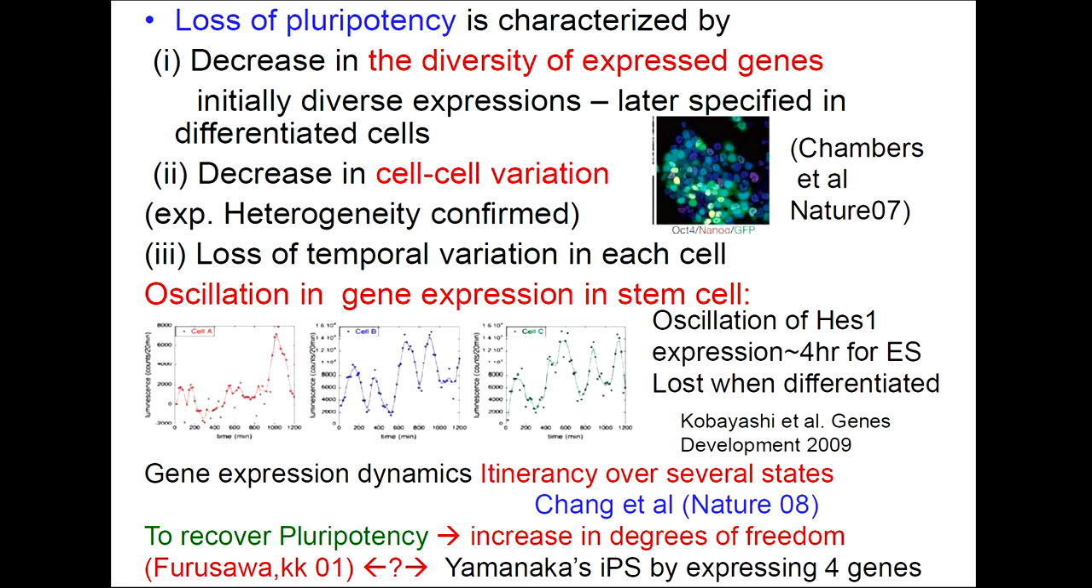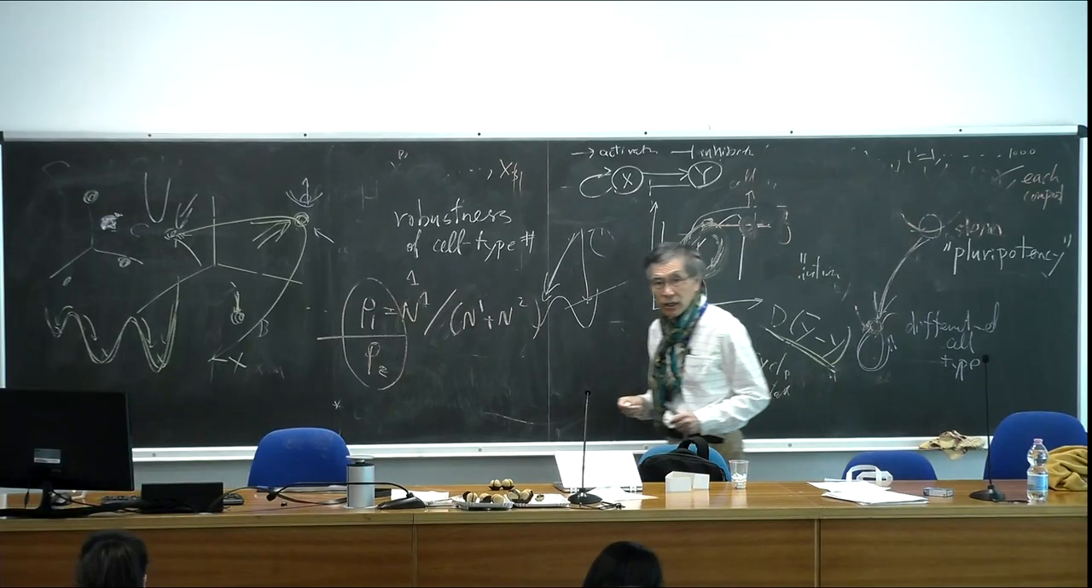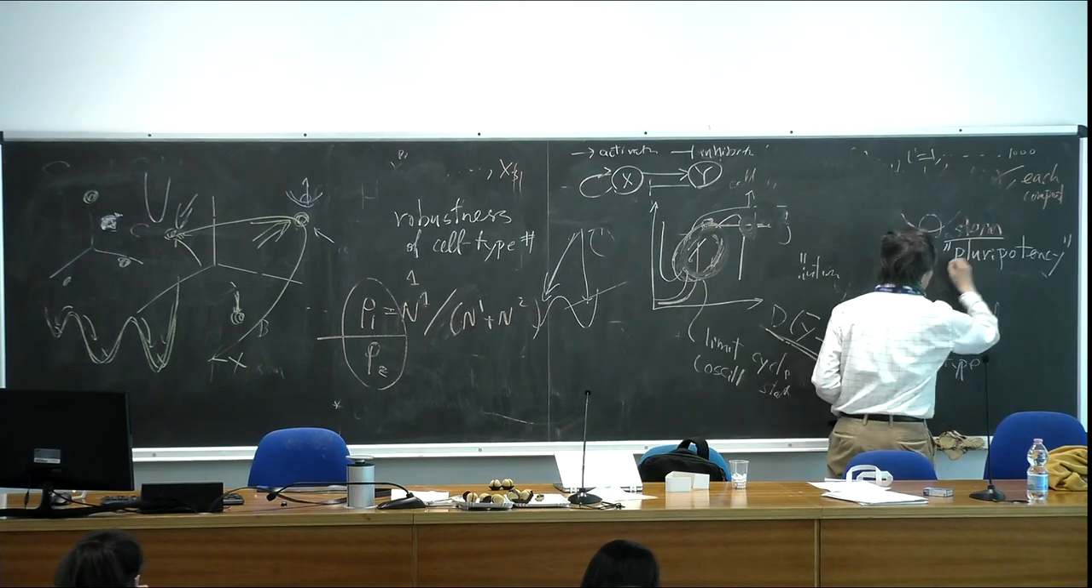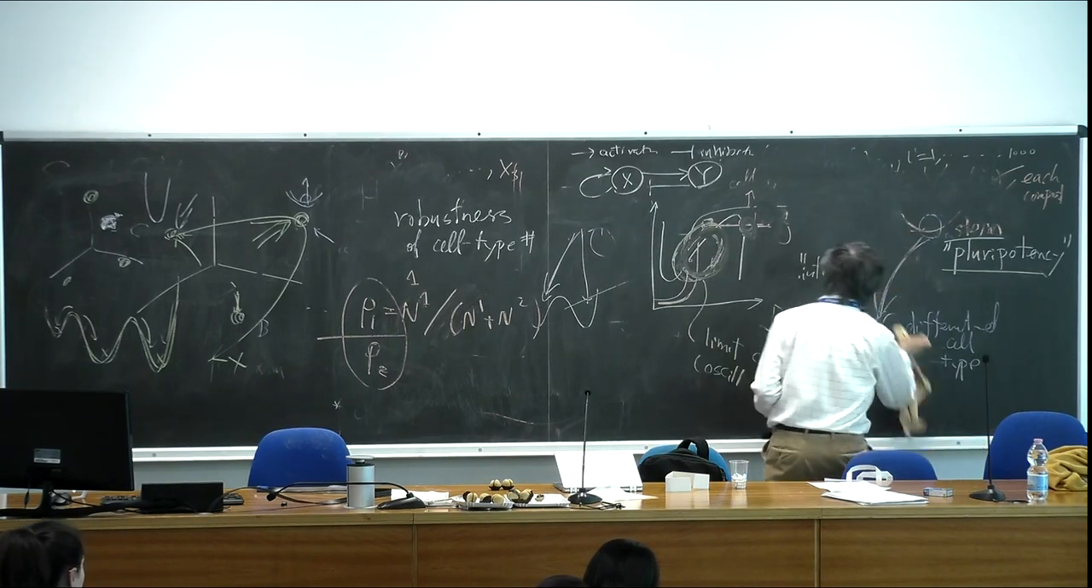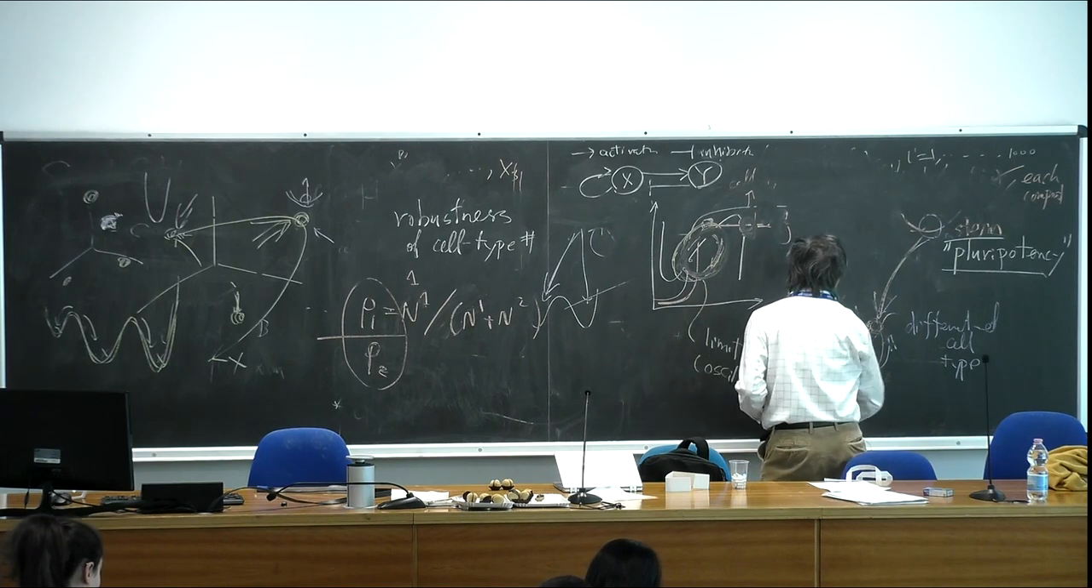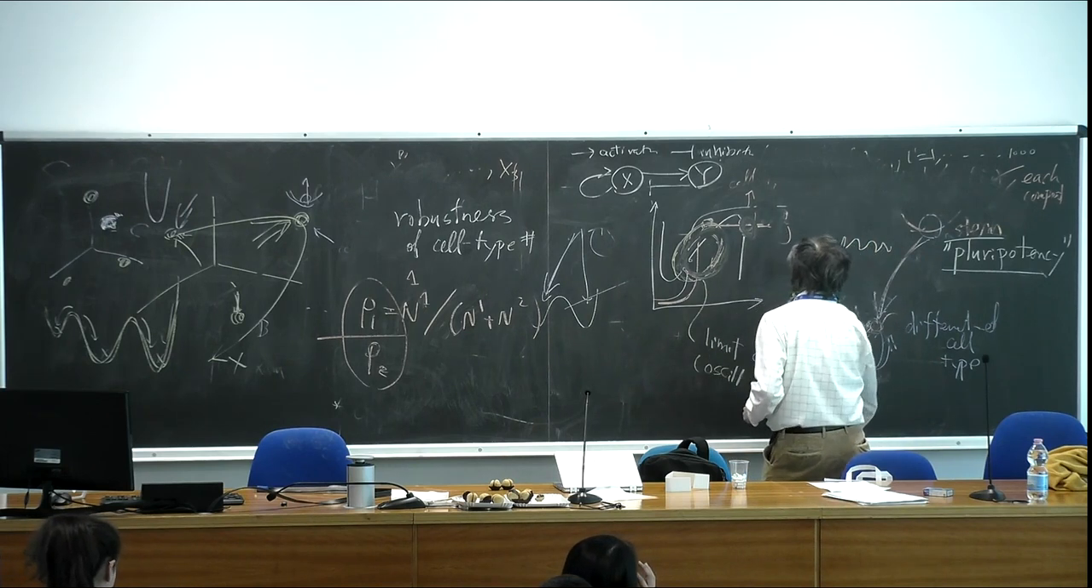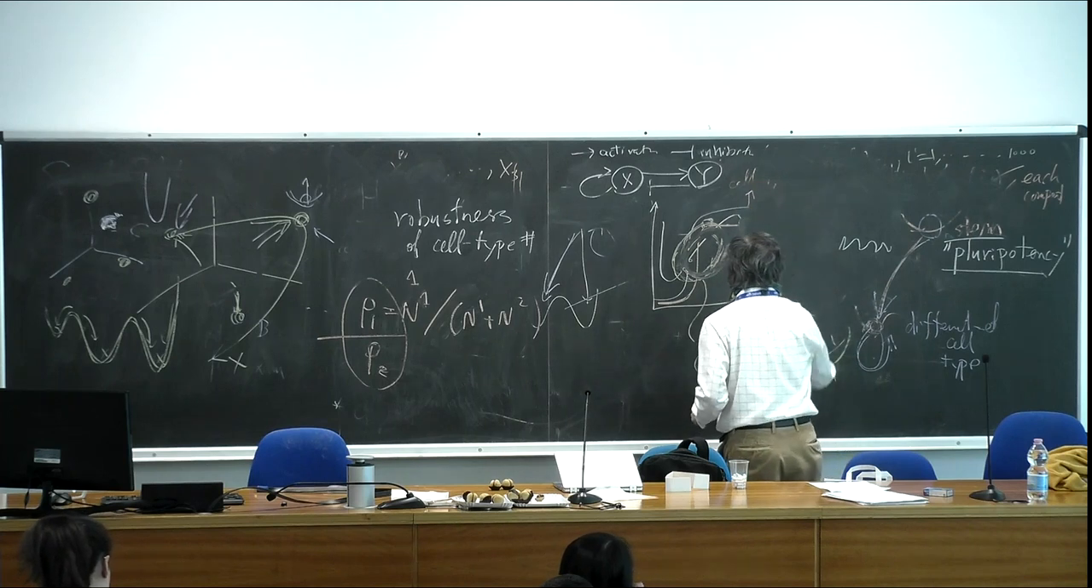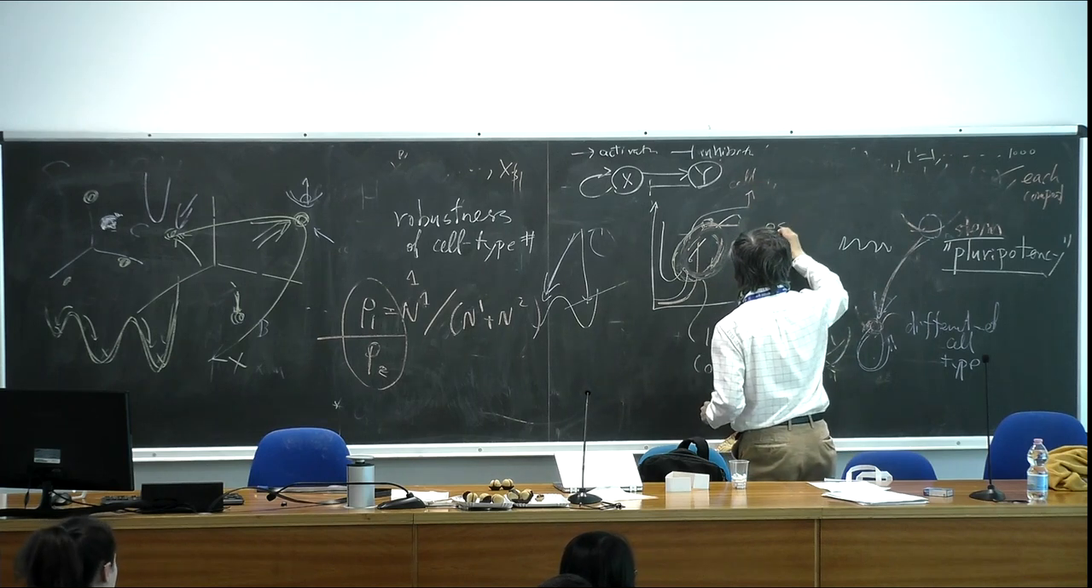Initially, there is a stem cell, and a stem cell can produce different types of cells, which is also called pluripotency or multipotency. So you can produce many different cell types here. This stem cell has this nature. And so our theory says, we are not completely sure, but this is oscillatory.